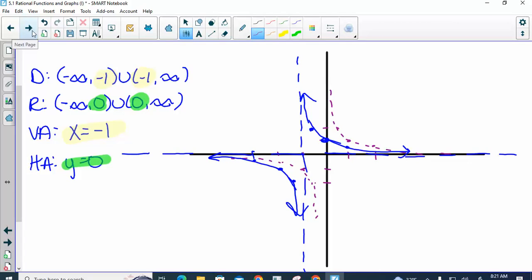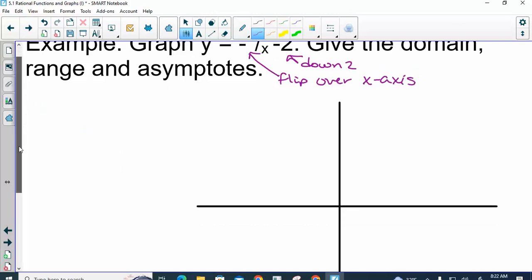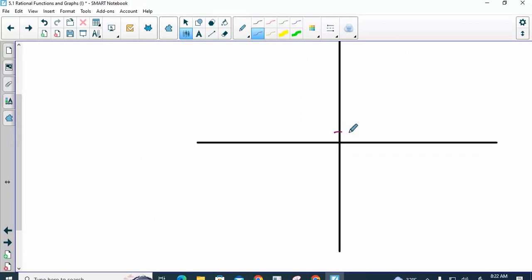Try another one. These are not parent functions. So this one has a couple things. The -2, move it down 2. What does a negative one do? It flips it. So my parent function, the 1 over x. So we have 1, 1, 2, 1/2, 1/2, 2, and the same thing with the negatives.